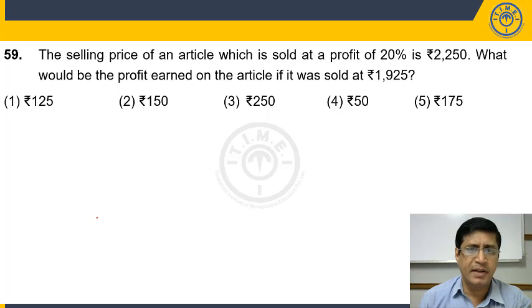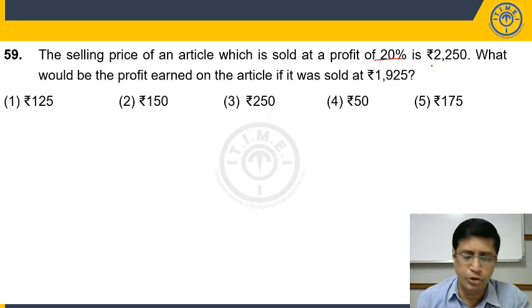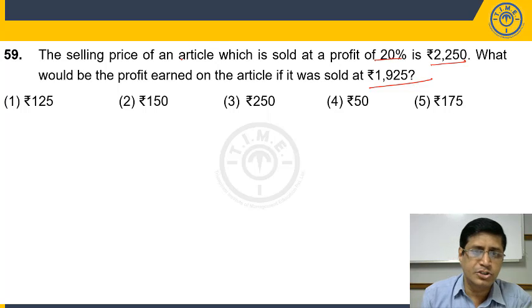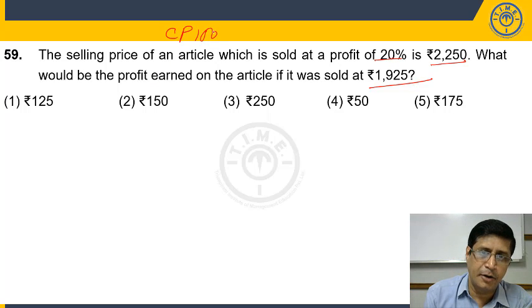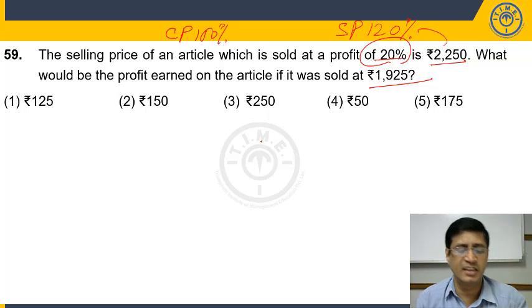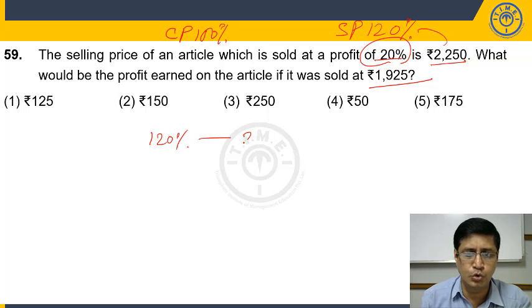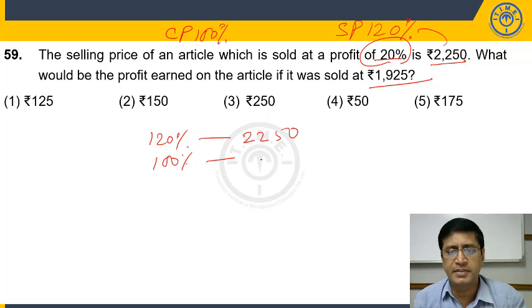The selling price of the article, sold at a profit of 20%, is 2250. What would be the profit earned on the article when it is sold for 1925? The cost price, I am using it as 100%. 20% profit means the selling price is 120%. The value of 120% is given here as 2250. Then find the 100% value. 100% is equal to question mark.